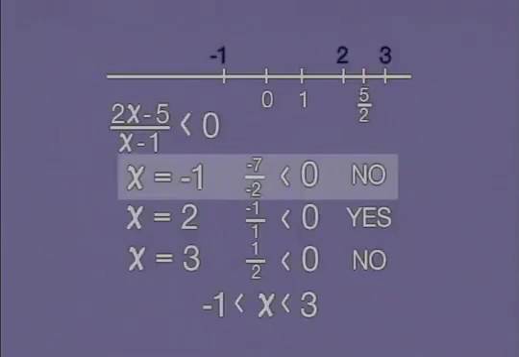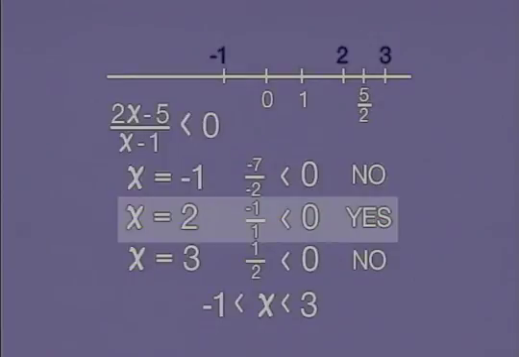First, we test x equals negative 1. Negative 7 over negative 2 is a positive number, which is not less than 0. Next we try x equals 2. 2 is between 1 and 5 halves. When we plug 2 into the original inequality, we get negative 1 over 1. That is a negative number. Yes, that is a solution.